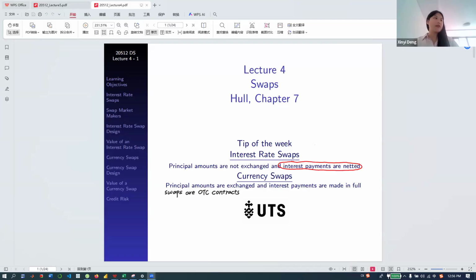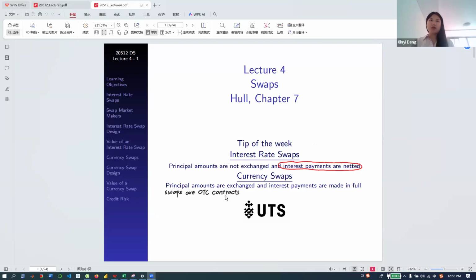So today's topic is on swaps, and swaps are just financial derivative contracts where two parties agree to exchange cash flows or financial instruments over time. As we discussed in earlier sessions, swaps are over-the-counter contracts, and there are two types of swaps. One being interest rate swaps.